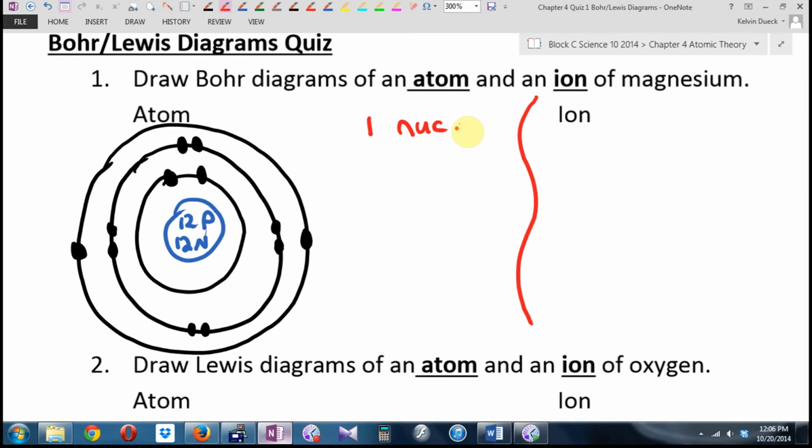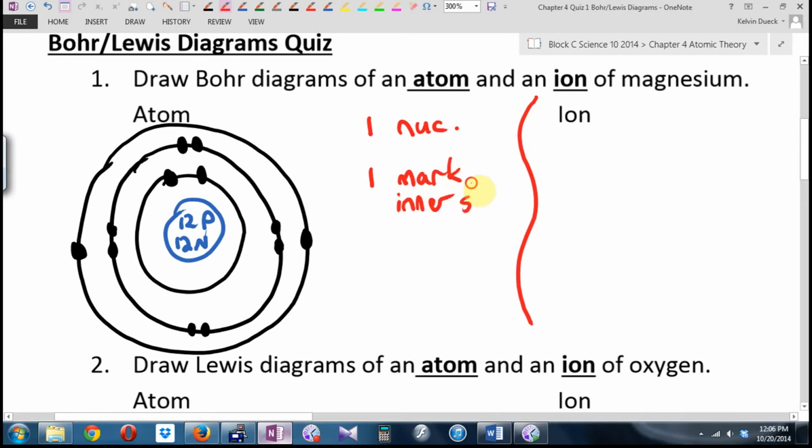Then I would probably go 1 mark for the inner shells. And since there's 2 inner shells, probably a half mark for the 2 and a half mark for the 8. And then I would give you 1 mark for the outer shell. What's the fancy schmancy word for the outer shell? Begins with the letter V. Okay, 1 mark for the valence shell.